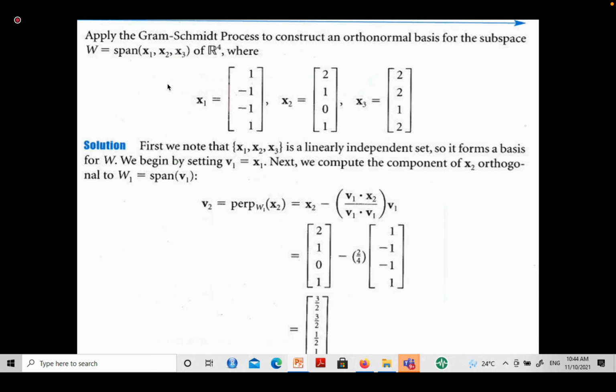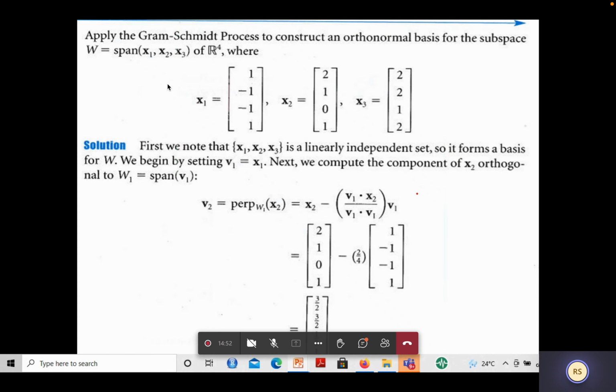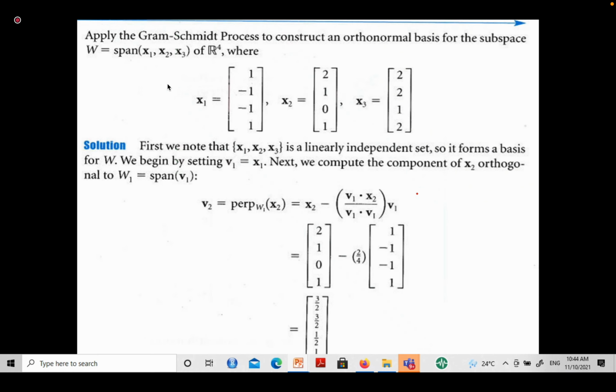Okay. So here, read this question. Apply the Gram-Schmidt orthogonalization process to construct an orthonormal basis for the subspace W. W is being spanned by x1, x2, x3 of R power 4, where x1, x2, x3 are given.